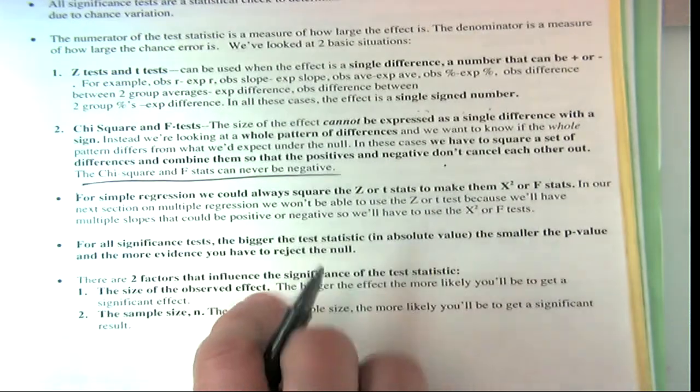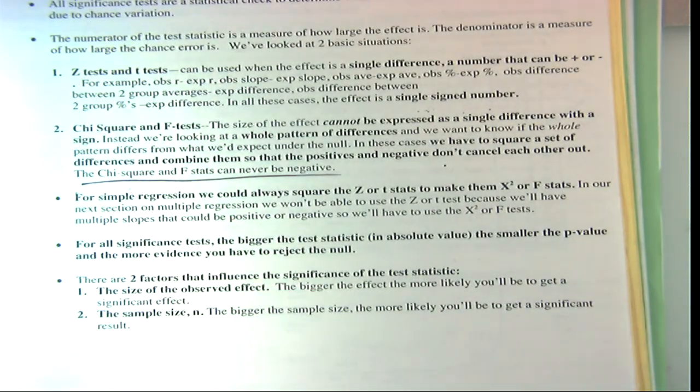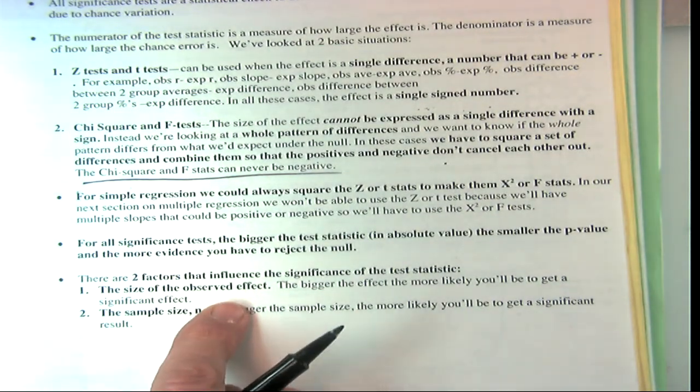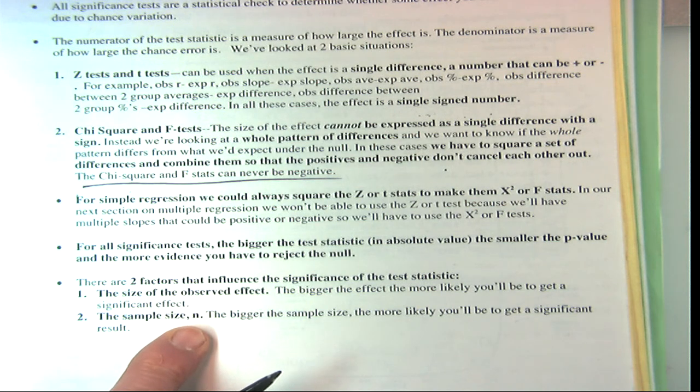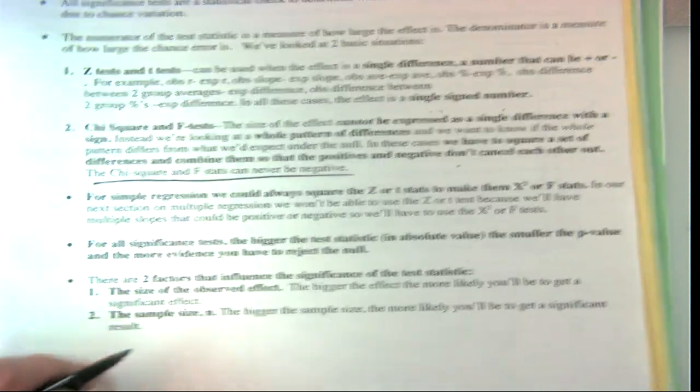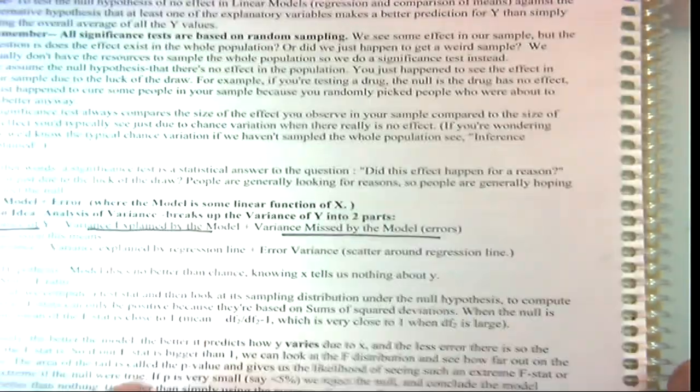Okay, and so there's two things that influence the size of the test statistic. One is the size of your observed effect, just how far your sample landed from what you'd expect. And the other one is your sample size, right? The more sample size you have, the more significant your effect is.